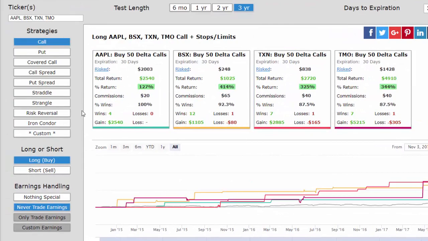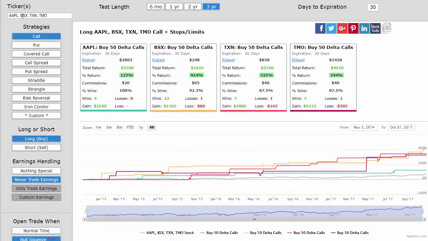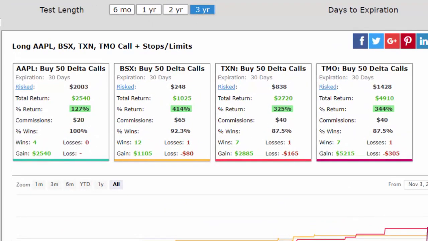We'll look at buying a call, never trading earnings, doing a bull squeeze in 4 other tickers: Apple, Boston Scientific, Texas Instruments, Thermo Fisher Scientific. These are all S&P 500 constituents. And here we can see the results. You'll note that the squeeze does not occur very often, but when it does, it tends to be a strong signal. So it's only happened 4 times in 3 years with Apple. However, it has happened 13 times in 3 years in Boston Scientific.